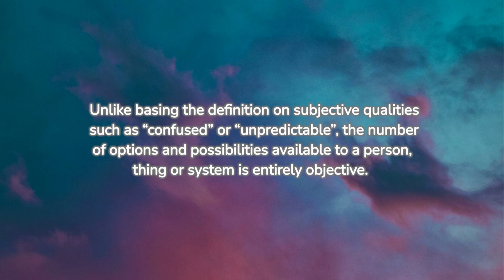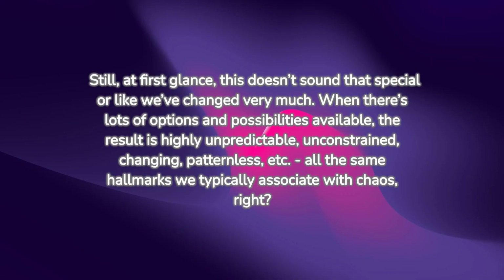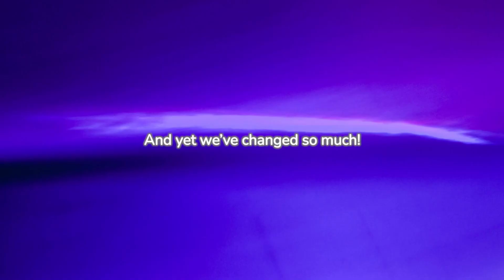Unlike basing the definition on subjective qualities such as confused or unpredictable, the number of options and possibilities available to a person, thing, or system is entirely objective. Still, at first glance, this doesn't sound that special or like we've changed very much. When there's lots of options and possibilities available, the result is highly unpredictable, unconstrained, changing, patternless, etc. All the same hallmarks we typically associate with chaos, right? And yet we've changed so much.